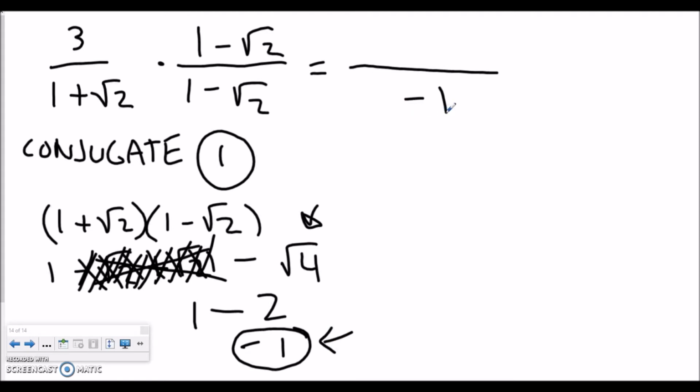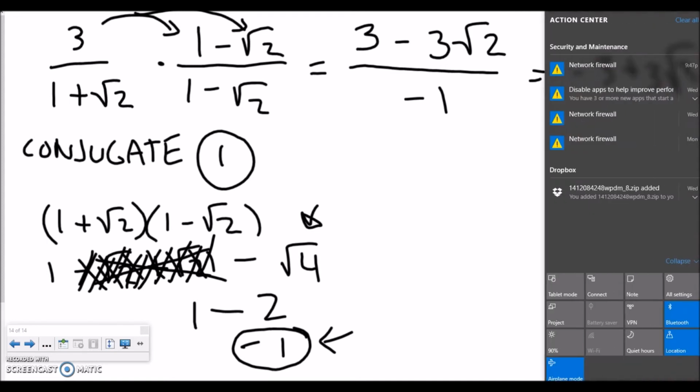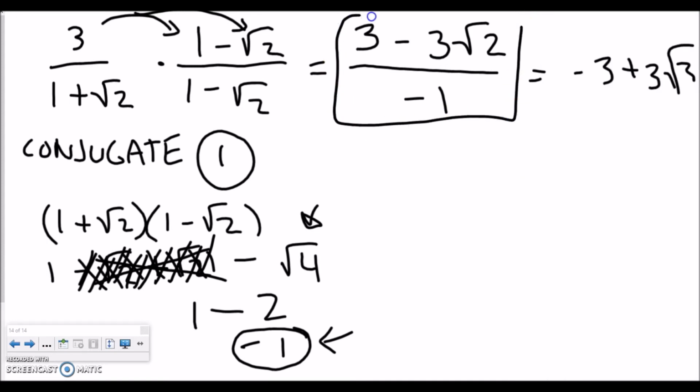Now on the top, we just need to distribute. 3 times 1, 3 times negative root 2. So 3 times 1 is 3. 3 times negative root 2 is negative 3 square roots of 2. We could leave that negative in the bottom, or we can change the sign of everything on top and put negative 3 plus 3 root 2. It's up to you. I would be fine if you just left it right there.